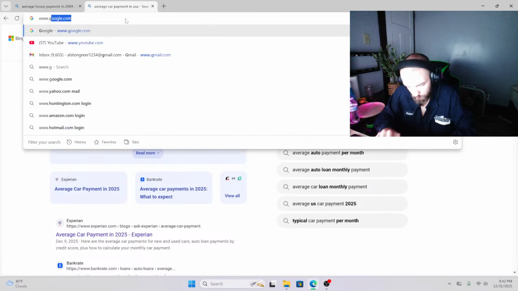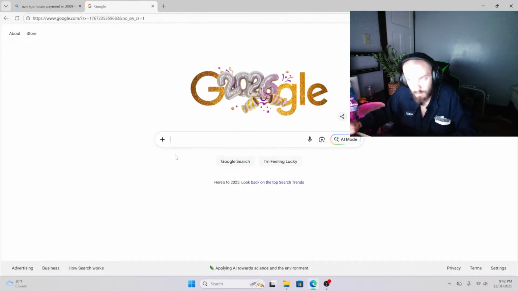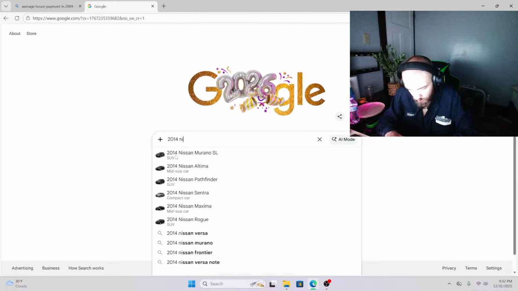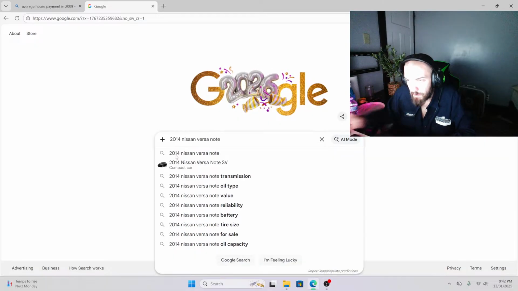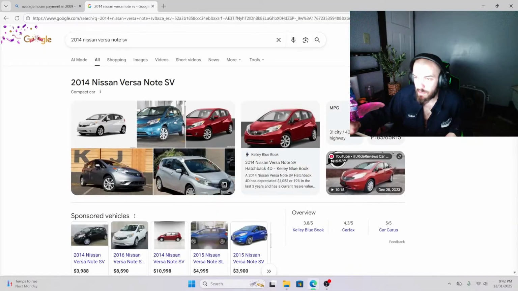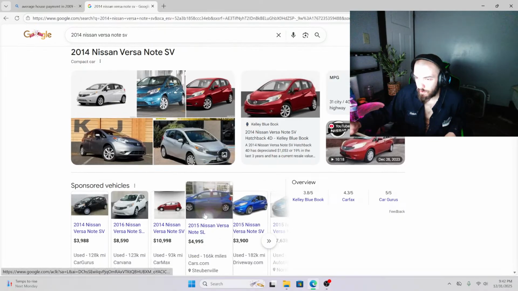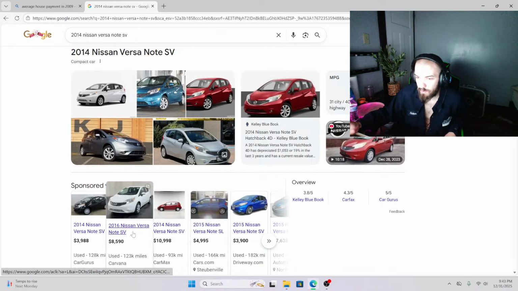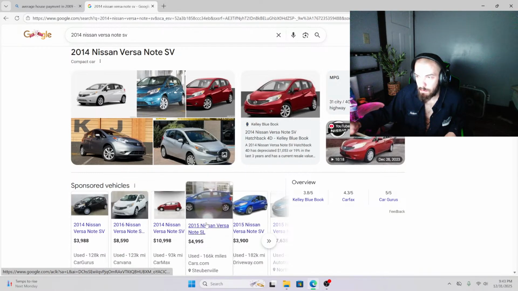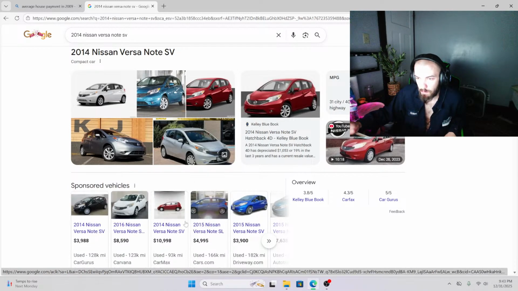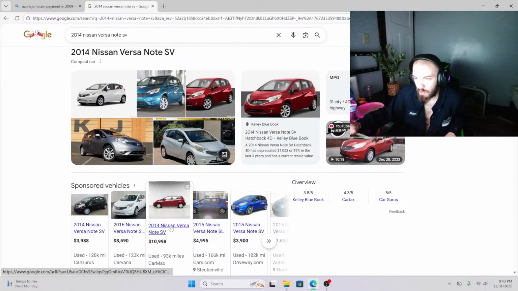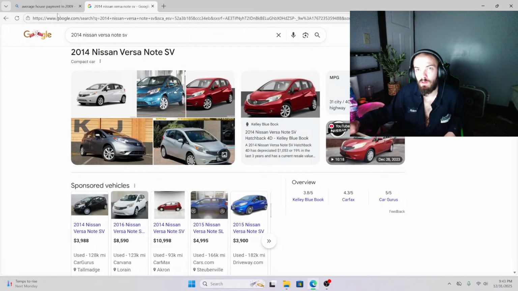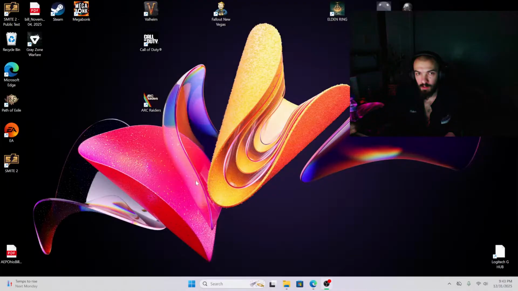I think it was a 2014 Nissan Versa Note. It was this one right here. It was a 5-speed manual, pretty much like this. $3,900. It had literally maybe 6,000 miles on it when I got it. Now I bet if you found one that had 6,000 miles on it, it would be worth more now than it was then. You know what I mean?